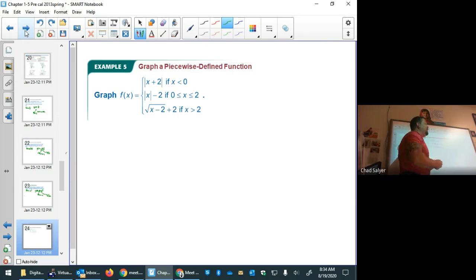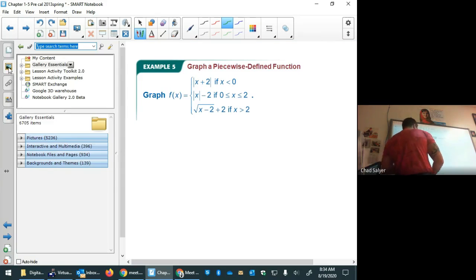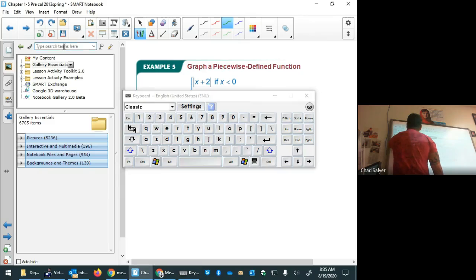So, a piecewise defined function. These are kind of fun to graph. They're a little bit of a challenge. Let's use a really good graph here instead of my hand-drawn ones.